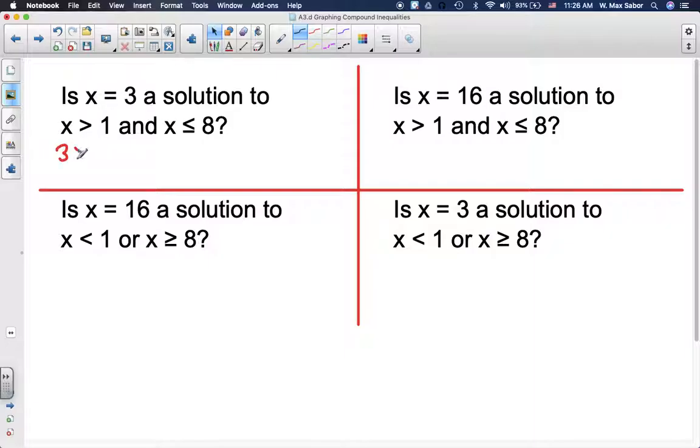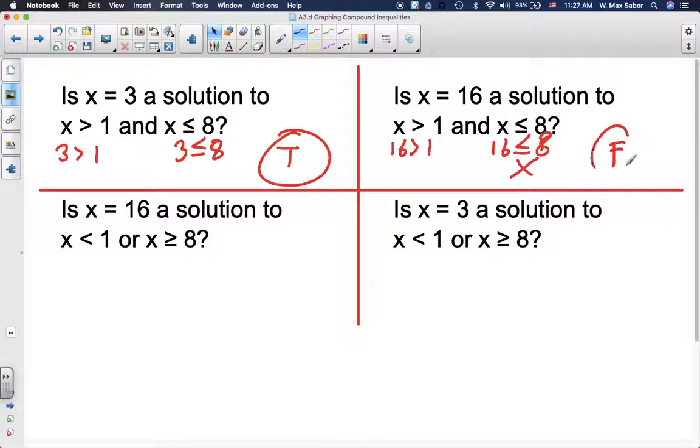So is x equal to 3 a solution to this? Well, 3 is greater than 1. 3 is less than or equal to 8. That's true and true, so yes. Is x equals 16 a solution? So 16, no. No, it's not a solution here. So the answer is false to the AND statement.